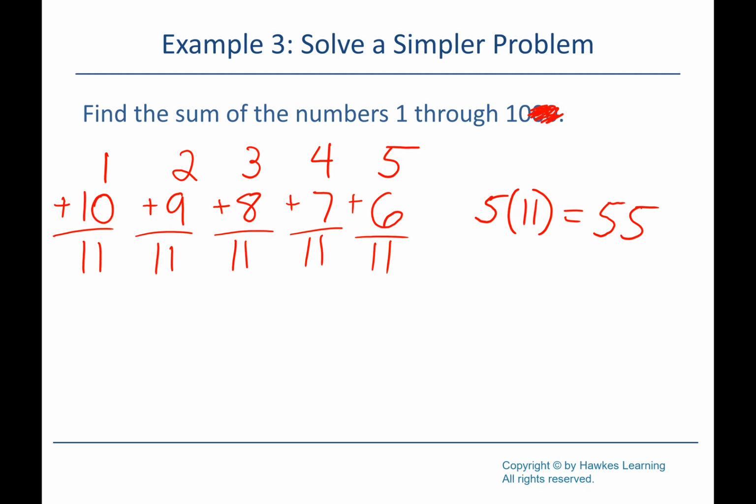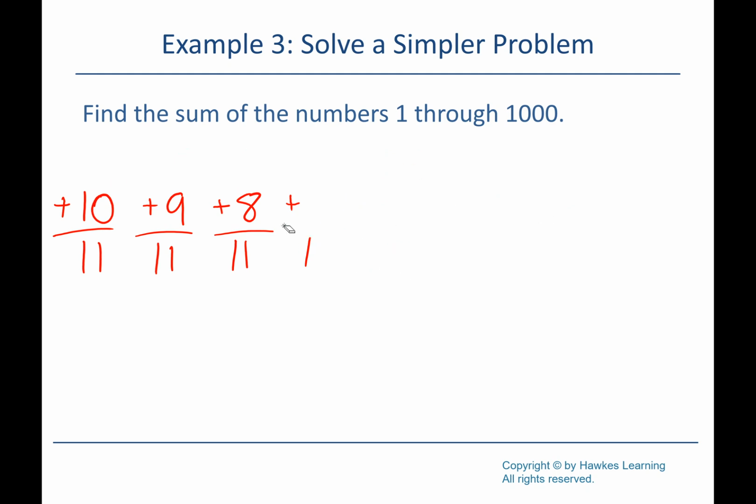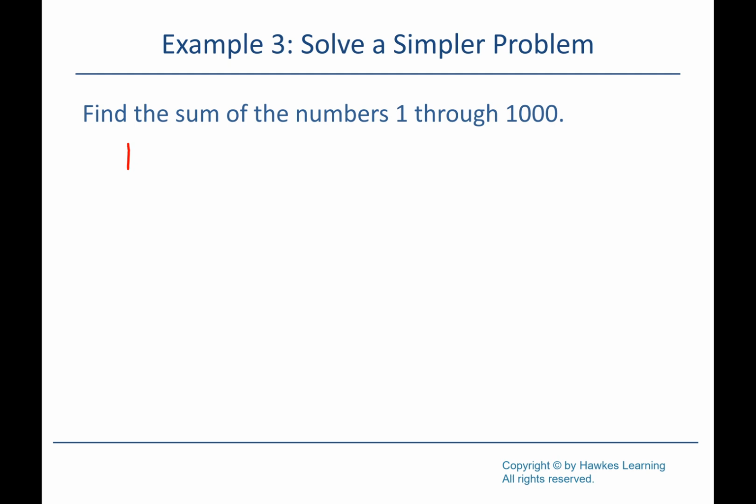Now we want to try and take this trick and use it for 1 through 1,000. Okay. So I'm just going to get this stuff out of the way here. The idea: we take the first number, 1, and then add the biggest number, 1,000. And then we would do the next, so 2 plus 999, and then 3 plus 998.